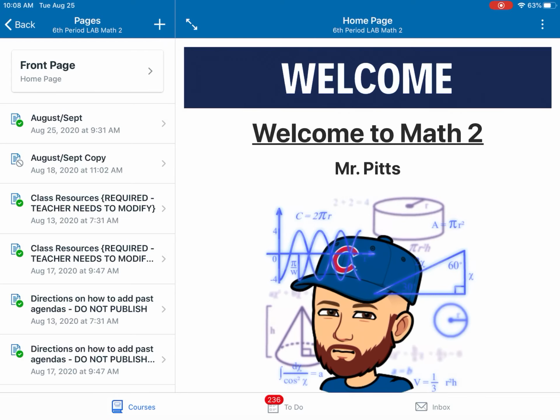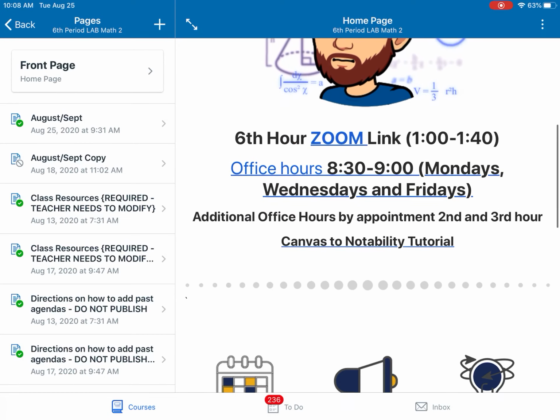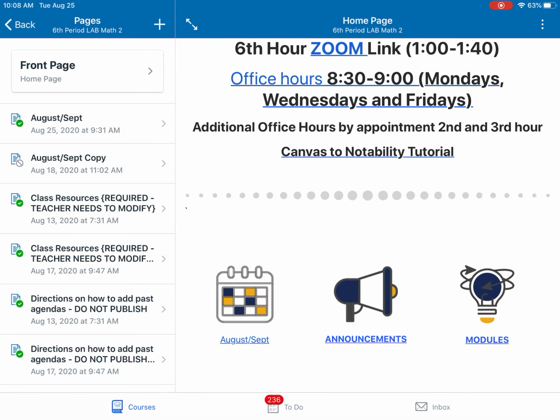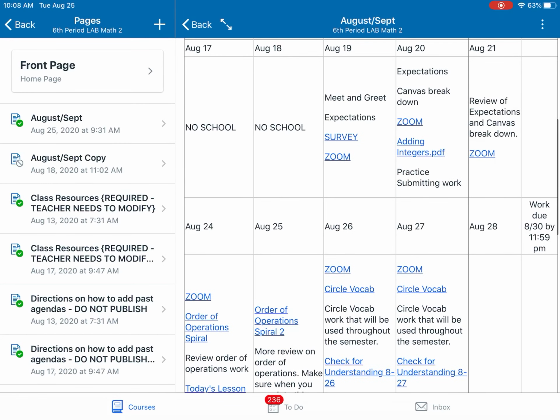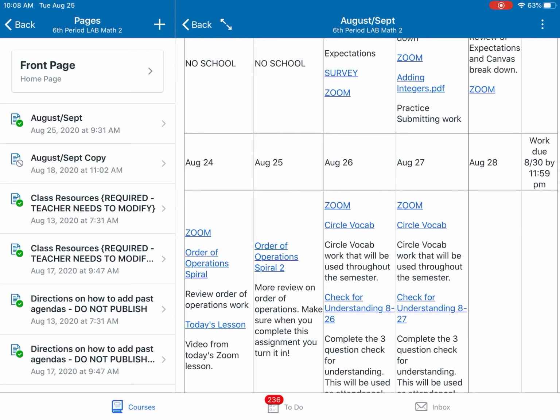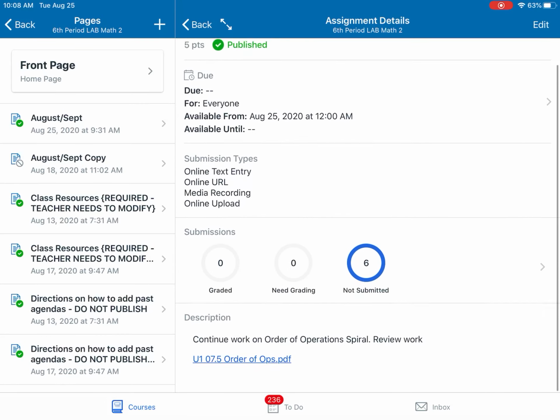So if you go onto your Canvas page and you come all the way down here, go into the Math 2 and go down to your August-September calendar. And if you come all the way over here down to today's date, August 25th, there's an order of operations spiral number 2. We're going to do this. It's a review and then we're going to submit this once we are done.